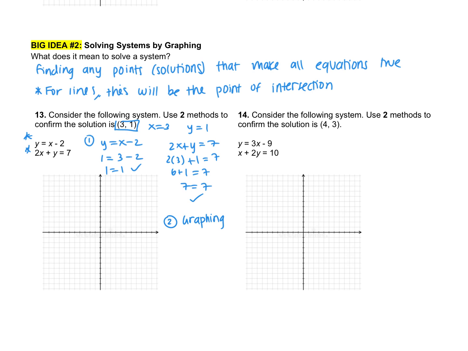Okay, I am going to start by graphing this top line. That has a y-intercept of -2, and then it has a slope of 1. So we will go up 1 over 1, up 1 over 1, up 1 over 1, and you see the pattern. So that is my top line. And again, just what does it represent? It represents all of the points that make the equation true.